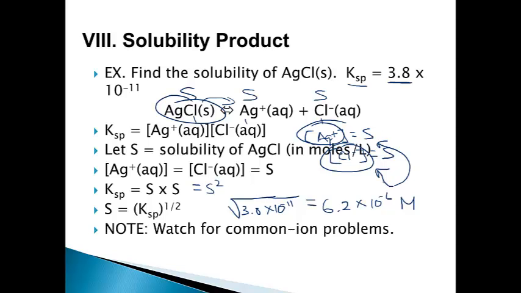Watch out for common ion problems. What happens if I have AgCl and I dump in some more Cl minus? Well, it pushes the equilibrium this way. But don't forget, this amount still has to adjust so that Ag plus times the Cl minus is still going to be equal to the KSP amount.